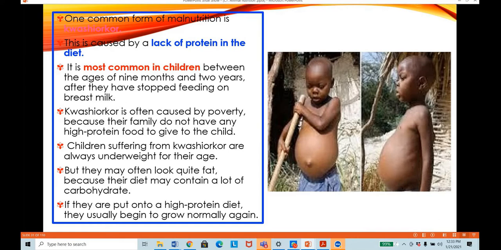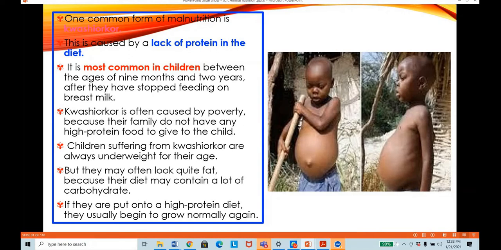Okay, so do you think this condition will continue, or can it be treated if the child is again brought back to a balanced diet, and if the child is given a high protein diet again, can he become normal? Yes, of course, the child can be treated. This condition can be treated if the child is brought back to nutritious food and is given enough protein in his diet. Within a few months, the child can be brought back to normal health, and he will be growing normally. So he just needs to include enough protein in his diet.